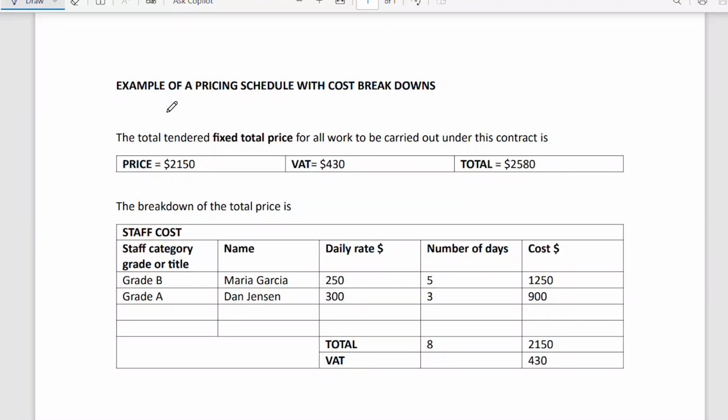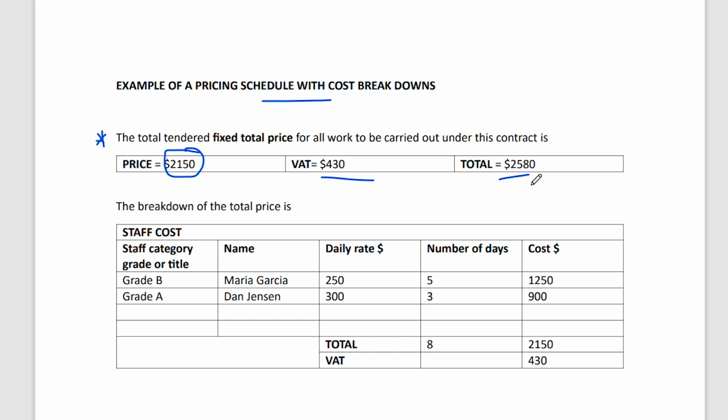So in this case, we have an example of a pricing schedule with cost breakdowns. First of all, the total tendered, the fixed total price for all the work, is going to be this one. Then we have the VAT, and that gives us the total price: price plus VAT. But then the breakdown of the total cost: we have staff cost, and we have the category of this staff, like grade A, grade B, their names, their daily rates, and how many days they're working for, how much, and then we have the total. So that is an example of both summative prices and the breakdown of that.